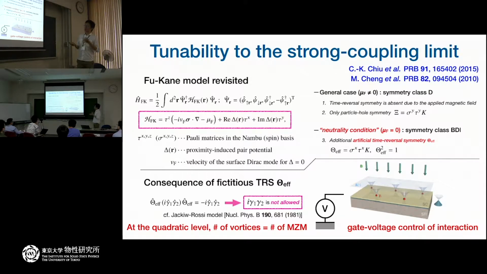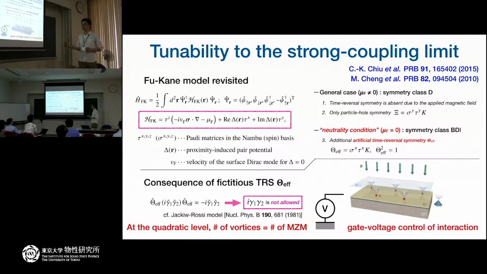But the consequence of this fine tuning is that there is an additional artificial time reversal symmetry, which can be written in this form. The consequence of this symmetry is that the quadratic term acquires a minus sign after this transformation. So when one can tune the surface chemical potential to be 0, the quadratic term is prohibited by symmetry. So at the quadratic level, the number of vortices coincides with the number of Majorana fermions, which has been known in the context of high energy physics.